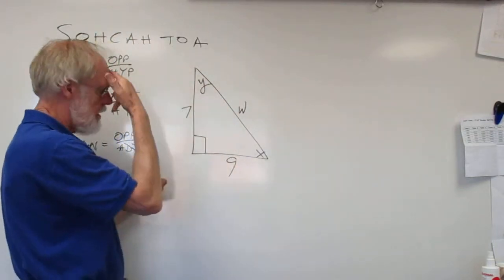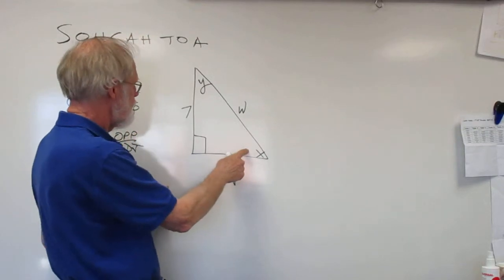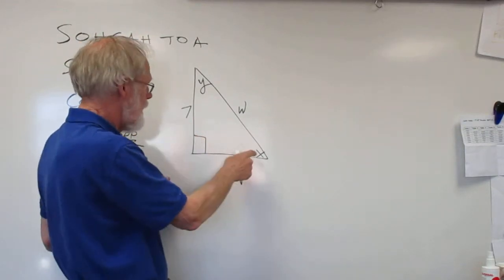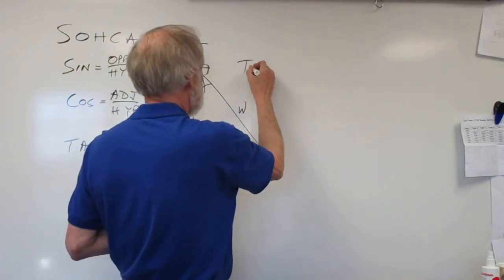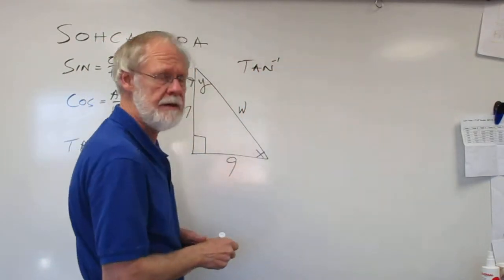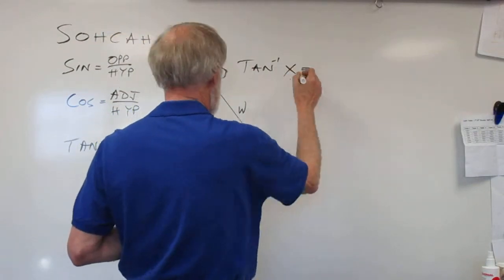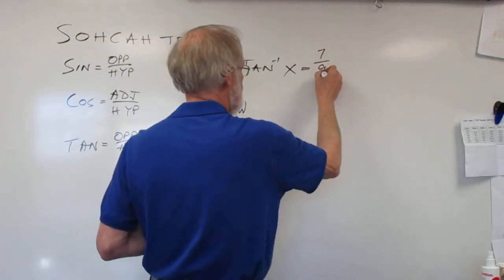In this case, I'm going to start with angle x, and I'm going to do the tangent. I'm going to say the tangent of x equals 7 over 9. Now, actually, I'm going to put a little -1 in here. The tangent of x equals 7 over 9.